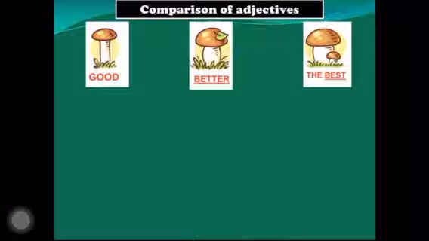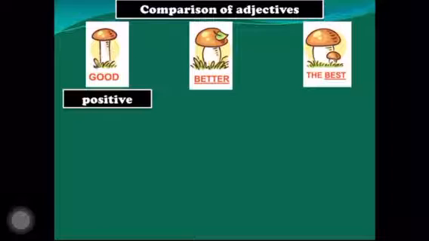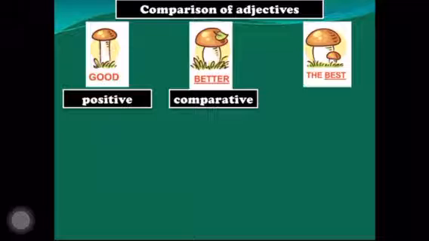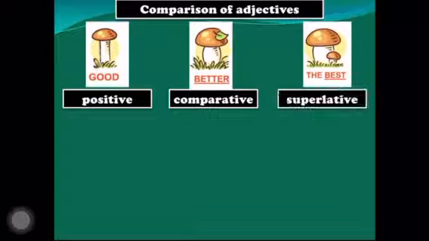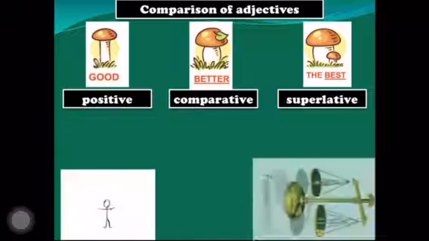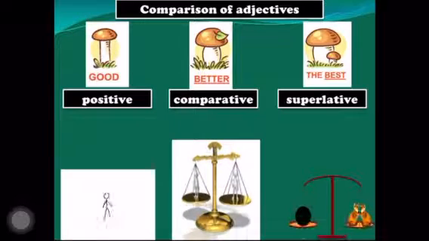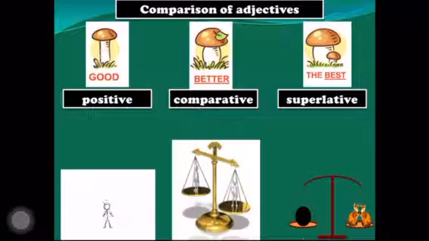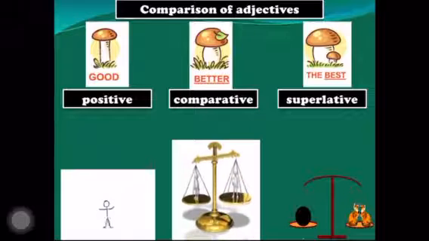But notice here these pictures. In the first picture, the mushroom is good, but in the second one, it is better. The third one is the best. So the positive, good, the comparative is better, and the superlative is the best. So, as you noticed in these examples, we have different forms of adjectives.